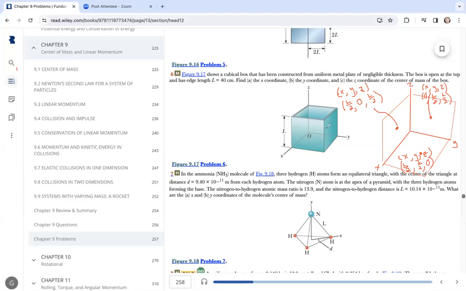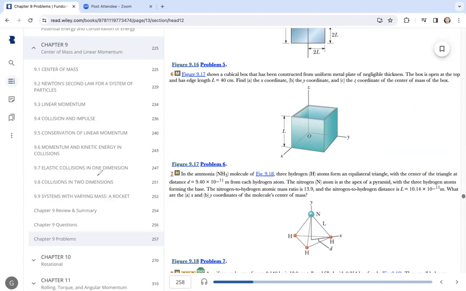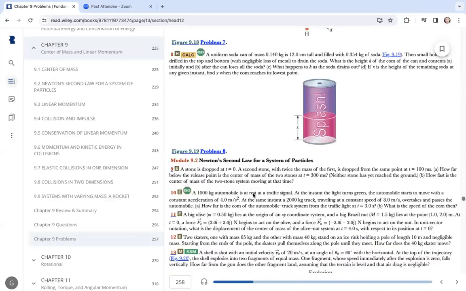Okay, so moving on to number 12. How do I clear everything? There we go. Clear all drawings. Okay, so now we need to go on to number 12.